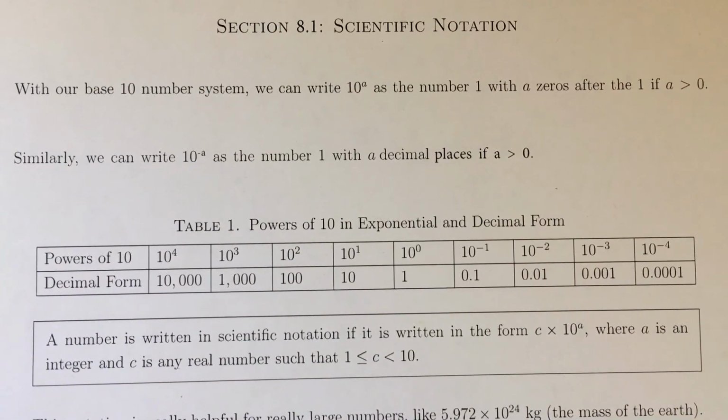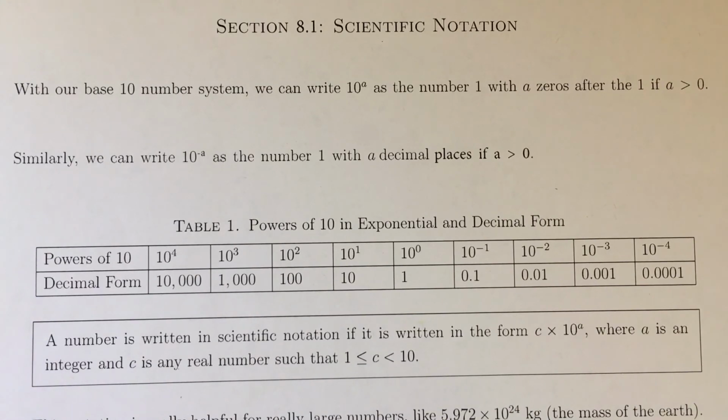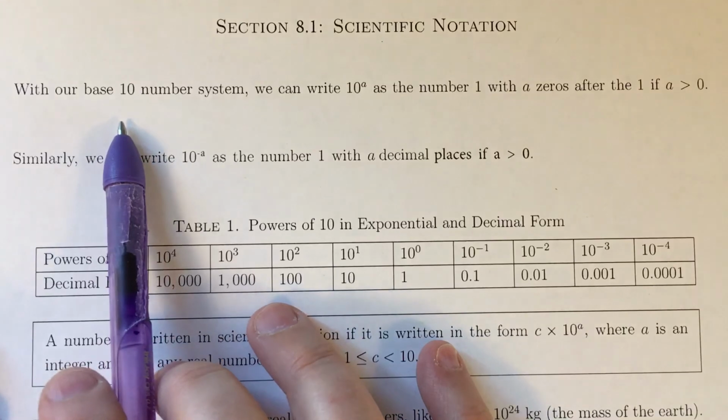All right, we're going to cover section 8.1, scientific notation, with chapter 5 because it deals with negative exponents. So I like to put it with the sections that deal with negative exponents when we're learning about them because it gives us some practice with that. So let's talk about what scientific notation is.